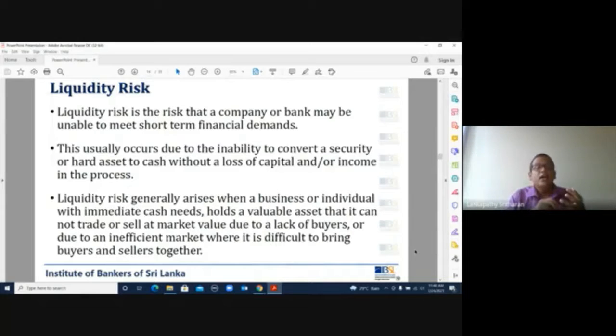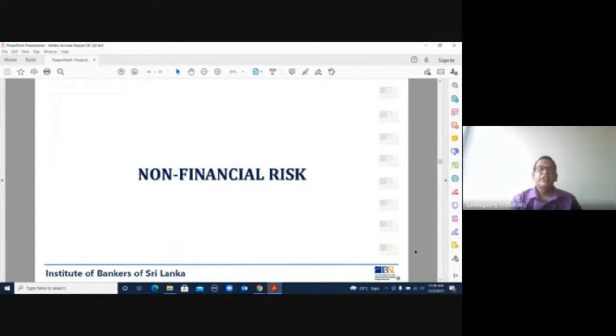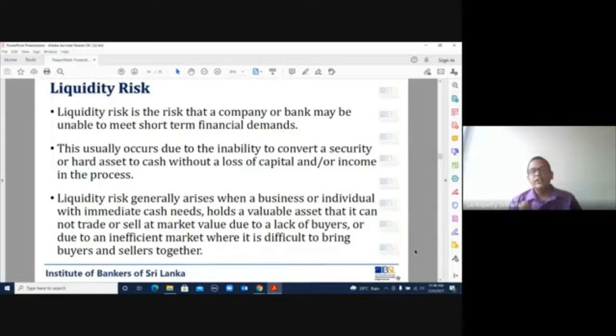This is called funding risk. Funding risk arises through the market. So this is all about liquidity risk. Before going to non-financial risk, if you have any question, you can clarify. I'm going in a very detailed manner, because if you are clear on this, it will give you all a very good foundation to study the other areas.